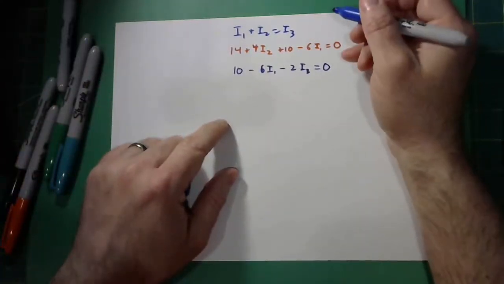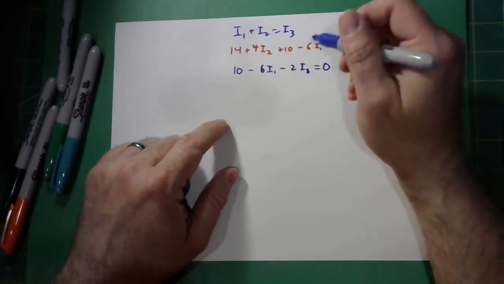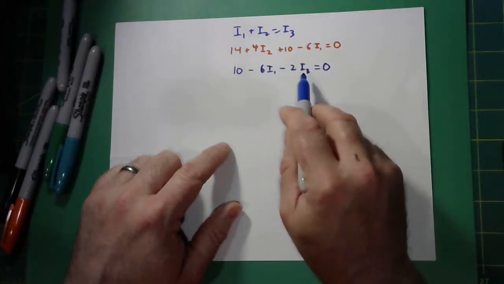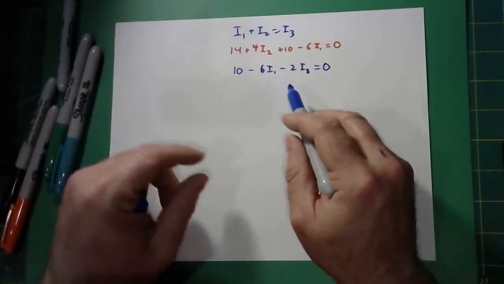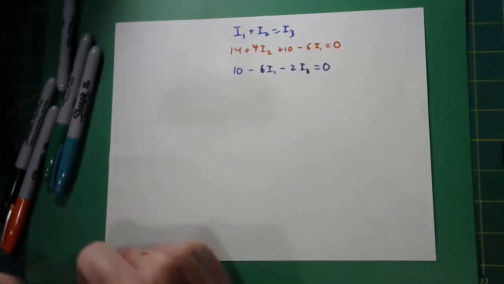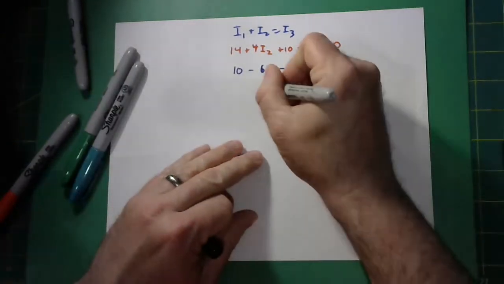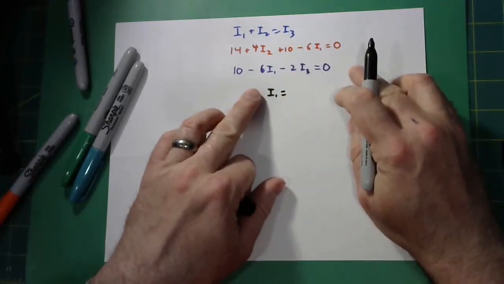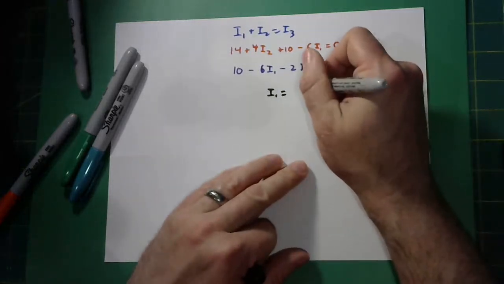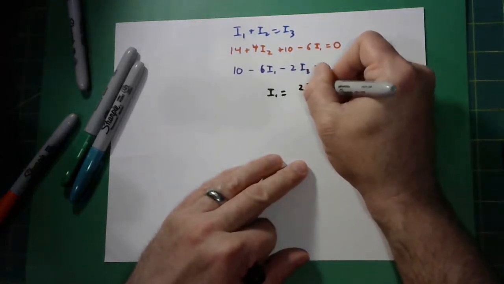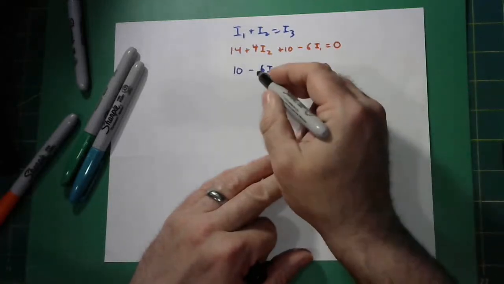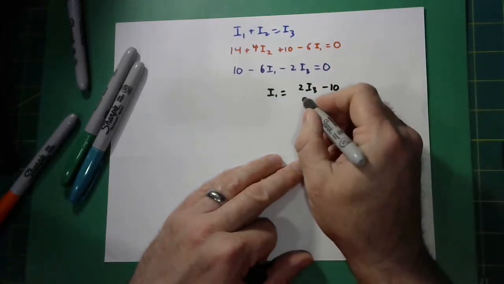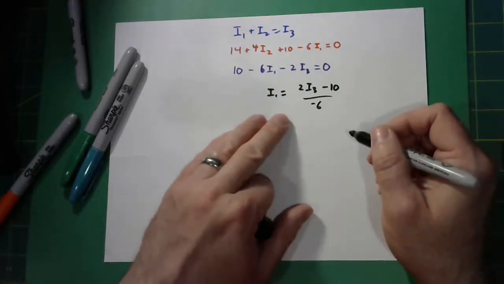So what I might do is first get rid of I1. I'll take an equation. Here's one that has just I1 and I3 in it. That's going to be really nice, only having 2 variables in an equation. If I rearrange this, I get that I1 is equal to 2 I3 minus 10, and then I'm going to divide through by that negative 6. That's what I1 would be.